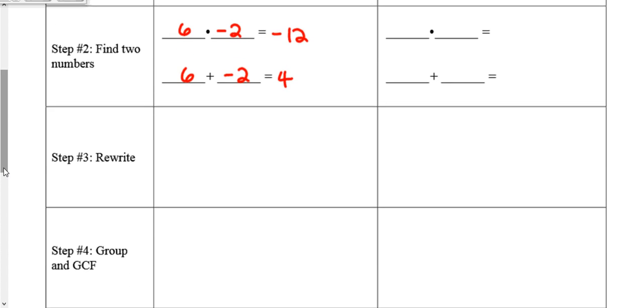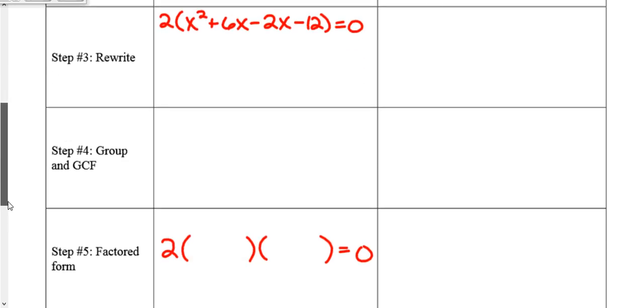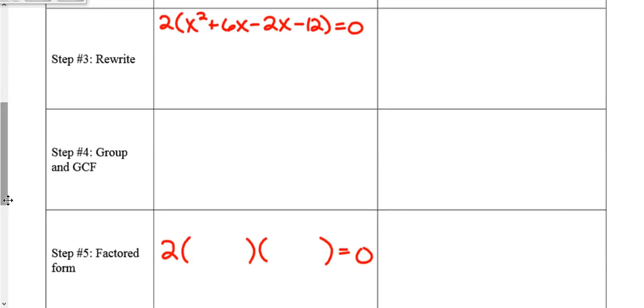So then looking at our rewrite step. We have a 2 on the outside of parentheses still, x squared, and then we use these numbers, so plus 6x minus 2x to rewrite 4x, and then it was minus 12. So we've rewritten, and now we're going to group.